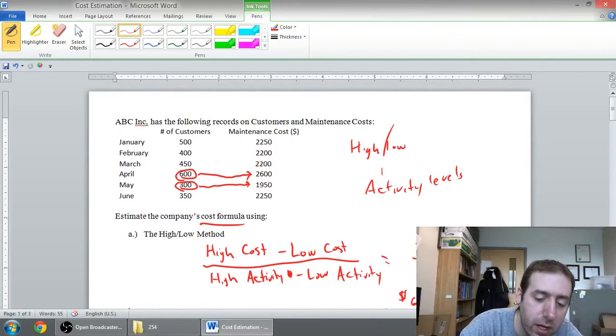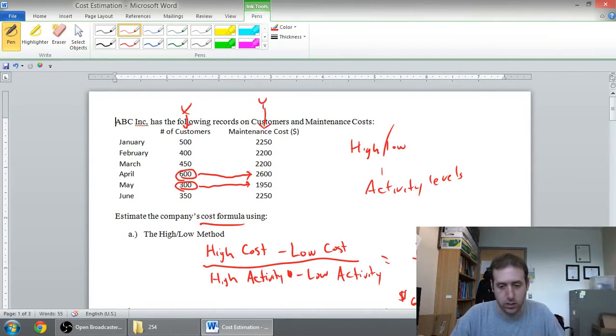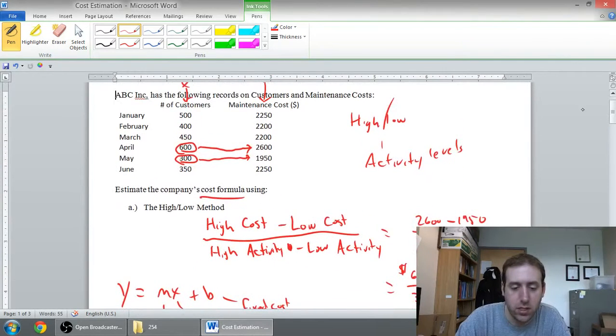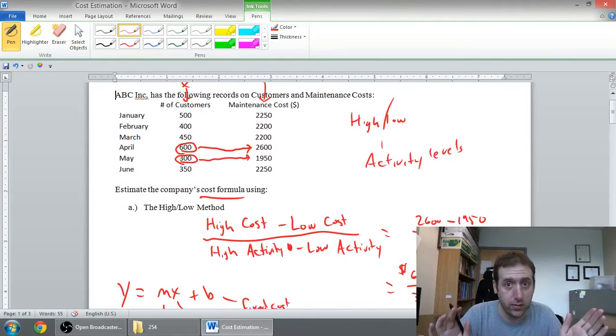Remember, the number of customers, that's our x, that's our activity level. The cost is our y. That's our cost. So I have an activity level and a cost that I can plug in here. So let's use April, for example. We can either use April or May. They're both going to give us the same answer. In fact, I'm going to do both. You wouldn't have to do both, but I'm going to do both just to prove it.